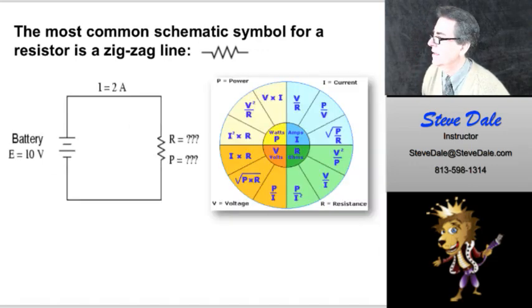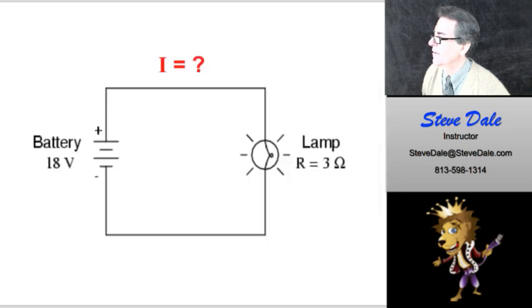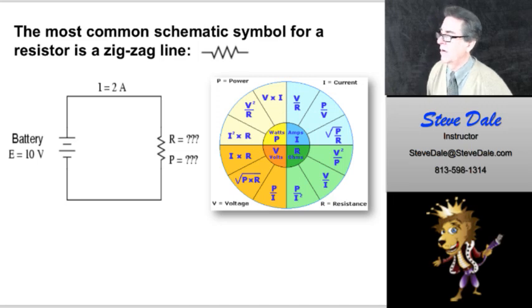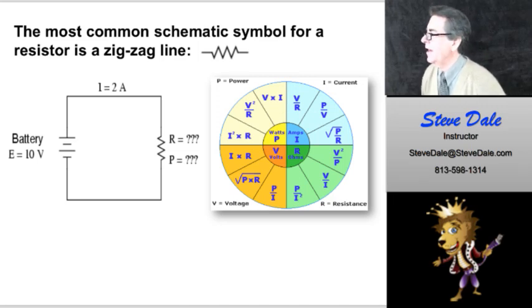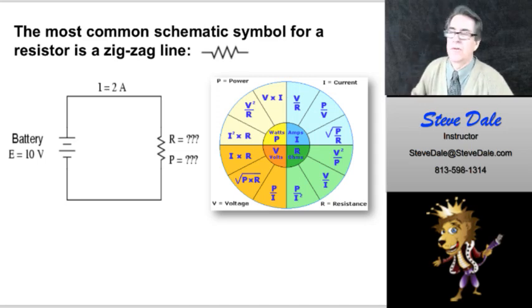Did I do this already? Is that the same one? Okay, what are we doing here? Not the same one. Okay. All right, well, let's see. Figure it out. It's V is 10, I is 2, so it's 10 divided by 2. And I get what? That's right, 5 ohms.